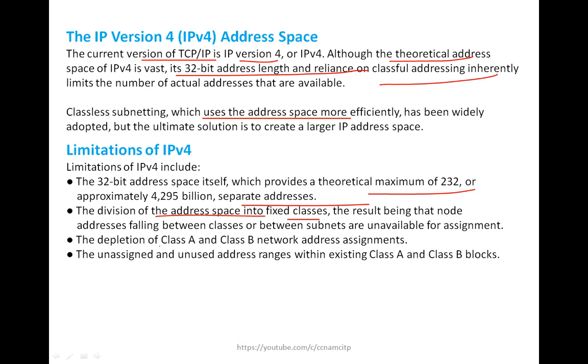The division of address space into fixed classes, and the depletion of class A and class B network address assignment, the unassigned and unused address range within existing class A and class B blocks. So these are the limitations of IP version 4.